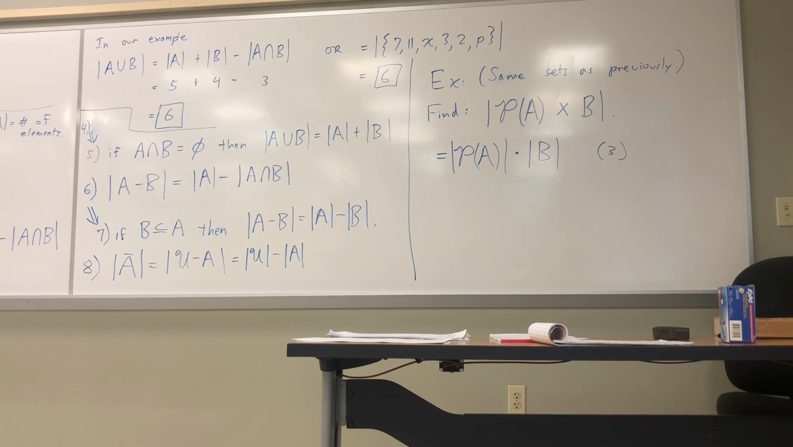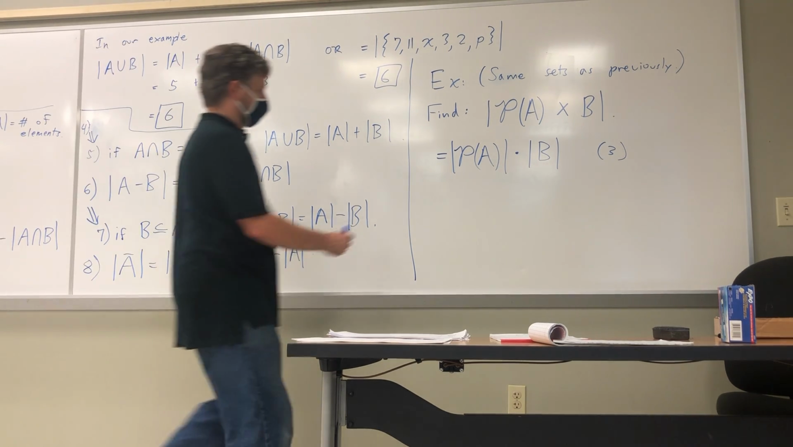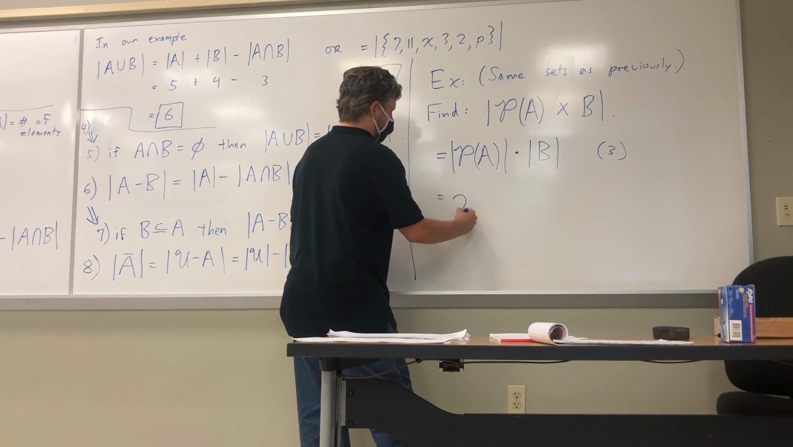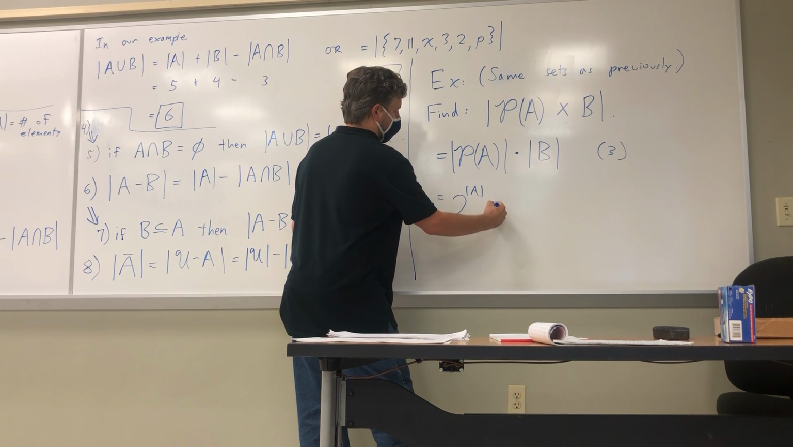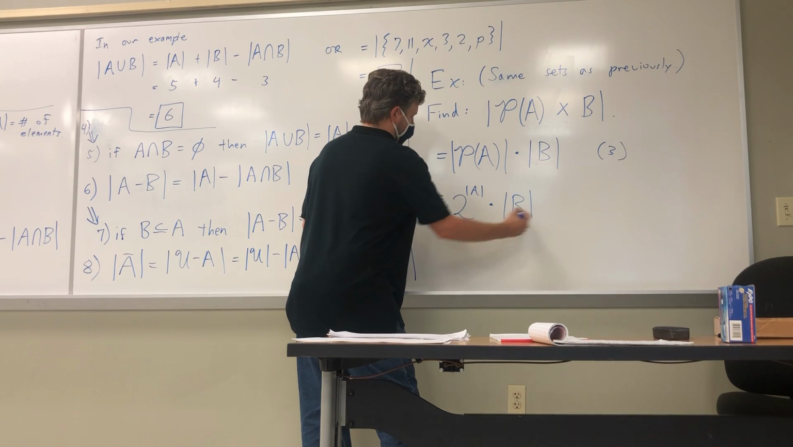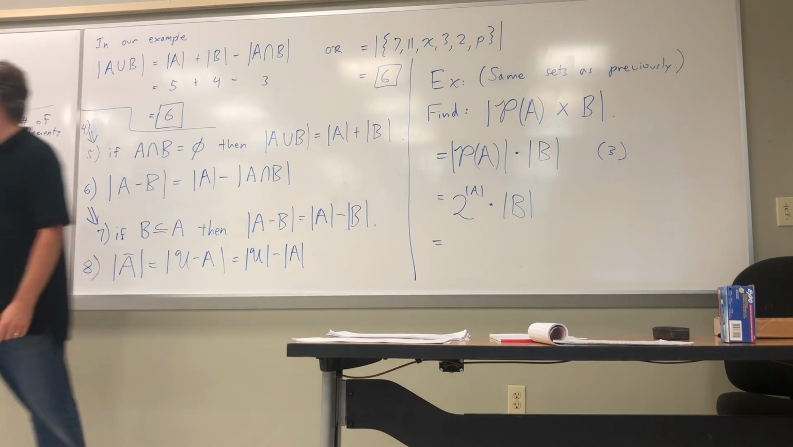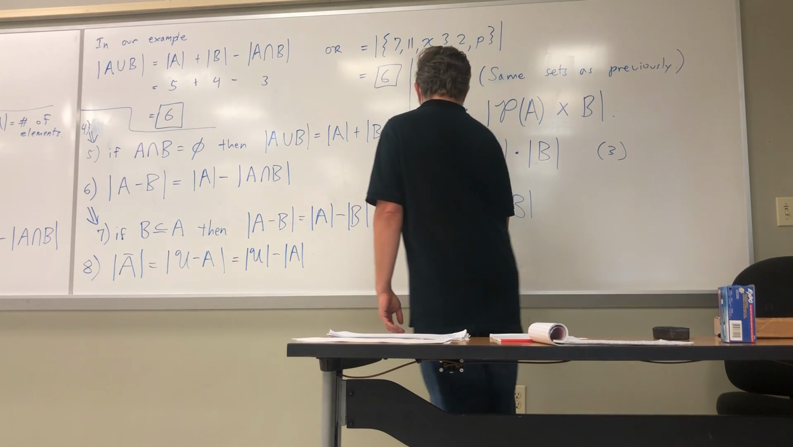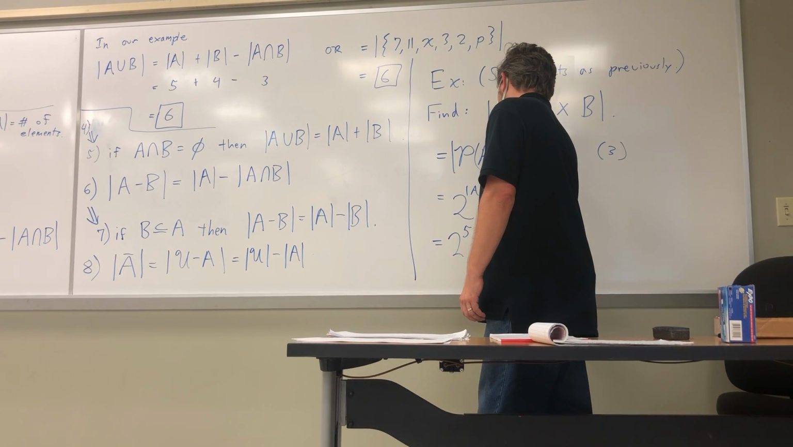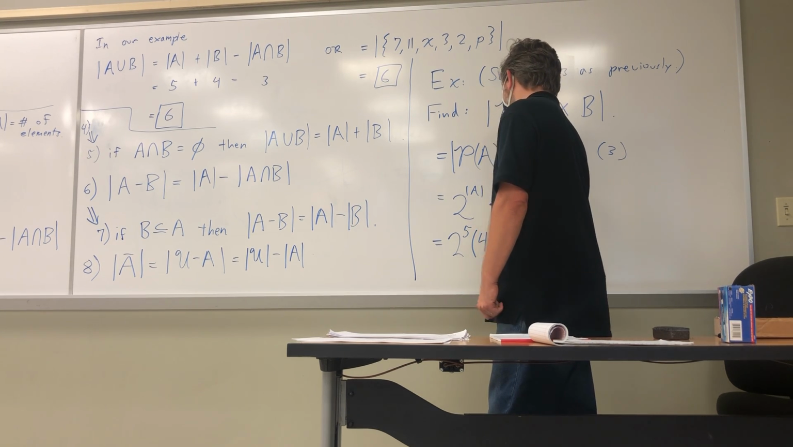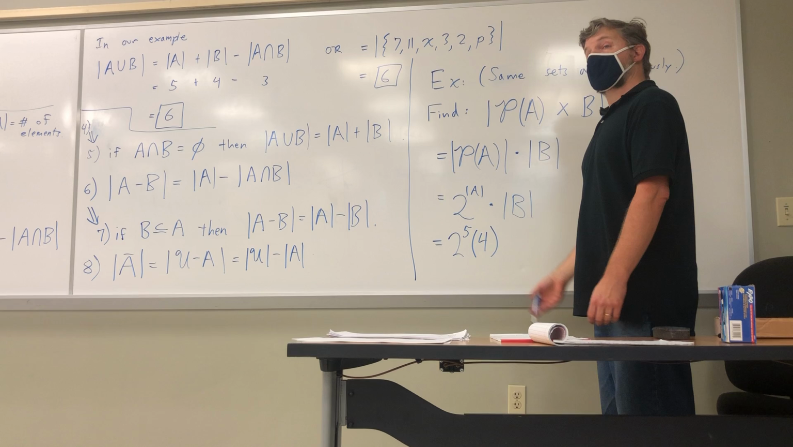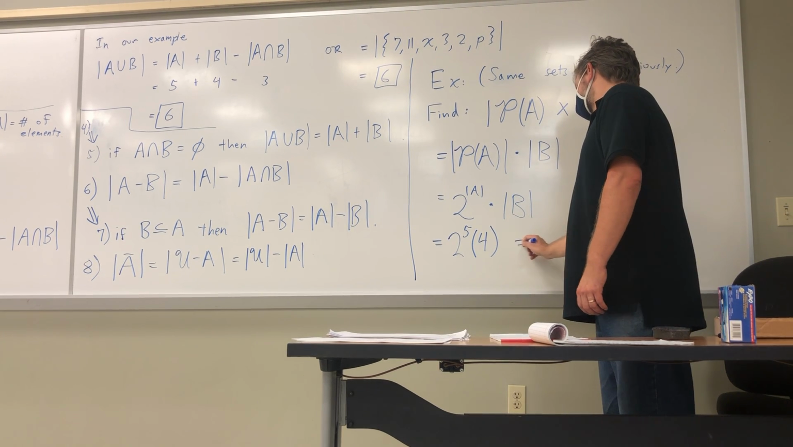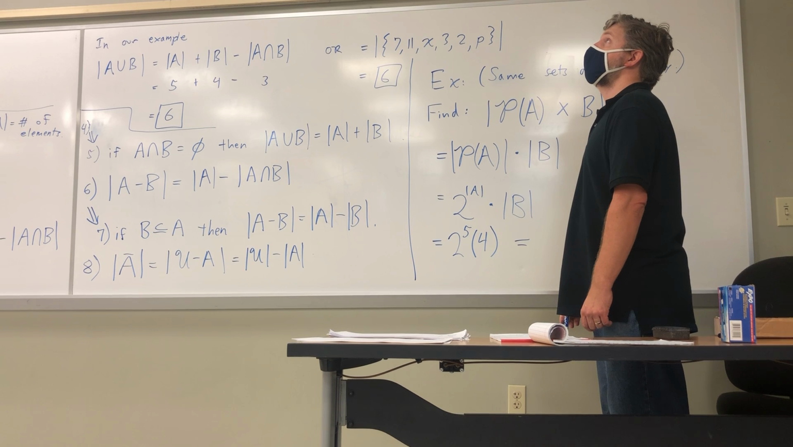So that's times. Now I can use number 2. So I use the rule, or shortcut 2, 2 to the cardinality of A times the cardinality of B. And then I can look at my sets and count how many things are in there. A has 5 things, B has 4 things, right? So it's 2 to the 5 times 4. I'll put parentheses. So that's 32 times 4. So 32 times 4 is 128.